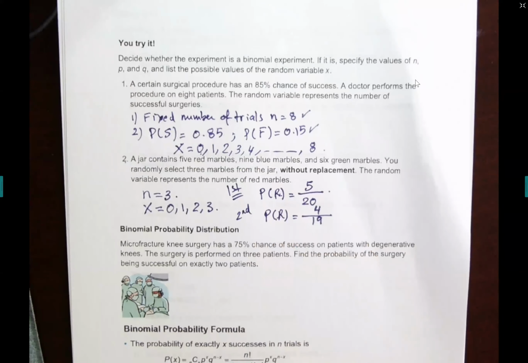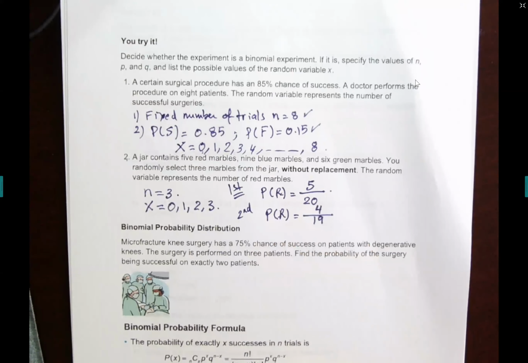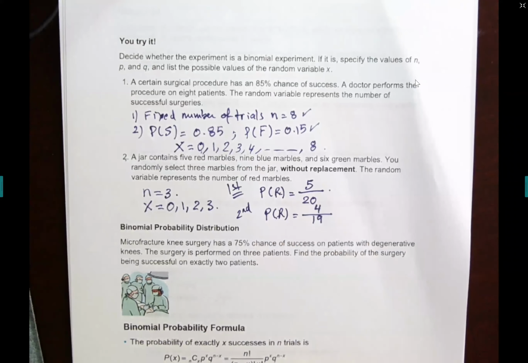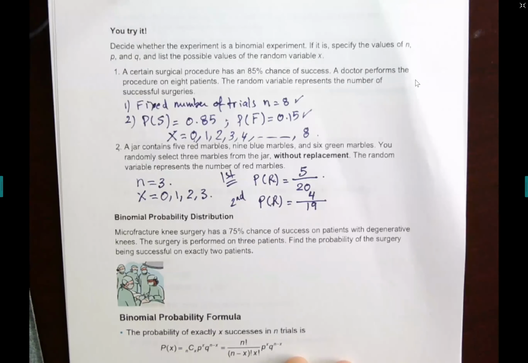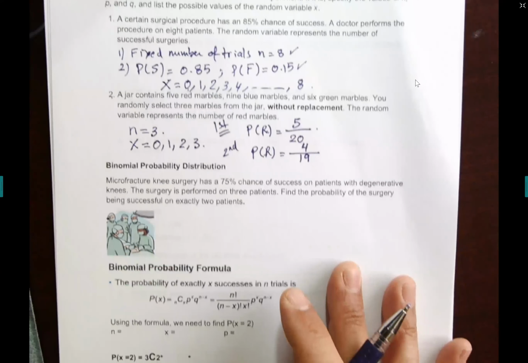Now get your calculator ready, guys. We're going to show you how to perform binomial probability calculations using your calculator. So a binomial experiment, again, guys, has to give you a fixed number of trials and a probability of success. Once it gives you that and tells you you have a binomial experiment, you can answer questions pertaining to the binomial experiment. And we're going to show you some examples here.